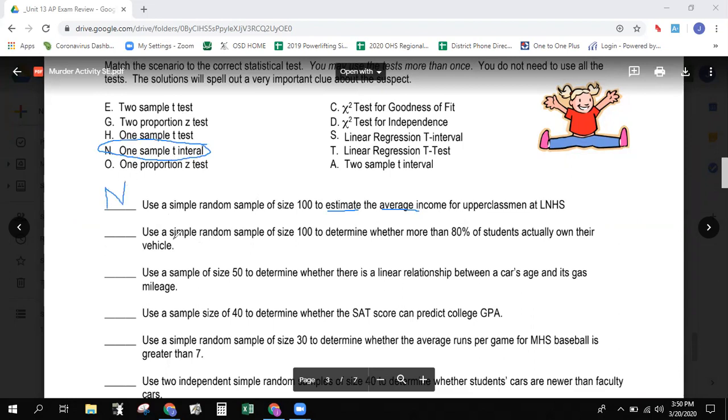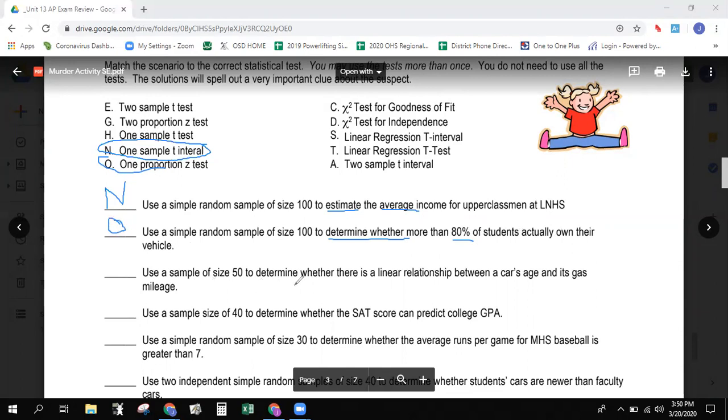All right. Use a simple random sample of 100 to determine whether more than 80% of students actually own their vehicle. Okay, it's a yes or no question, so that tells me it's going to be a test. Well, that sounds like a proportion. They own their vehicle or don't. So now we're talking a one proportion Z test right there.